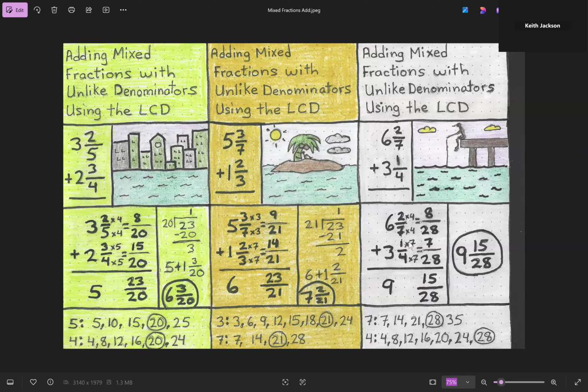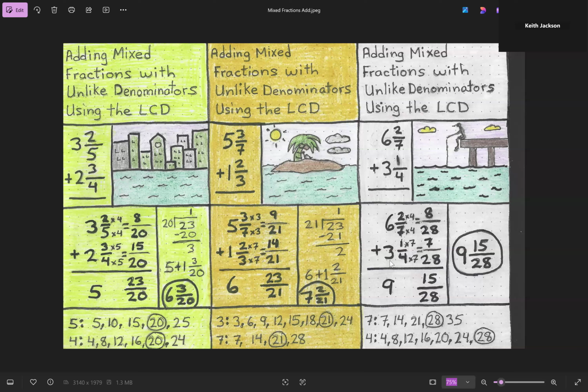Whatever we do to the bottom, we do to the top, and 1 times 7 will give us 7, letting us know that 1/4 is the same as 7/28. And we're going to do the same thing with this fraction because we know that 7 times 4 will give us 28. Whatever we do to the denominator, y'all, we're going to do to the numerator. 2 times 4 will give us 8. And let's add those together. 8 plus 7 will give us 15 over 28.